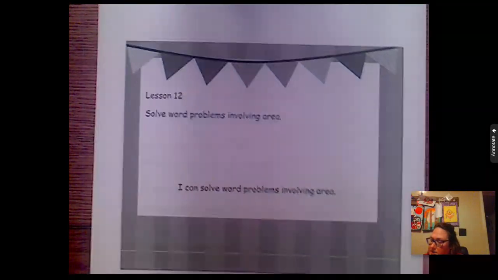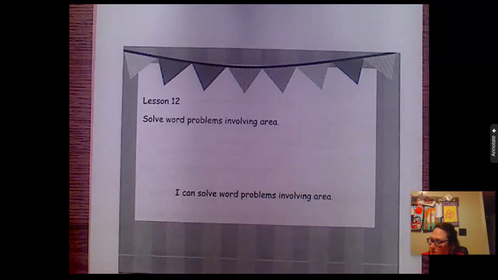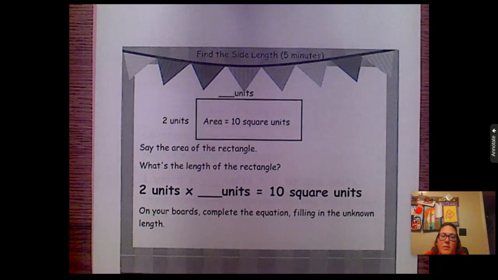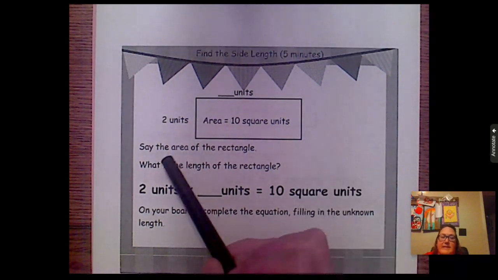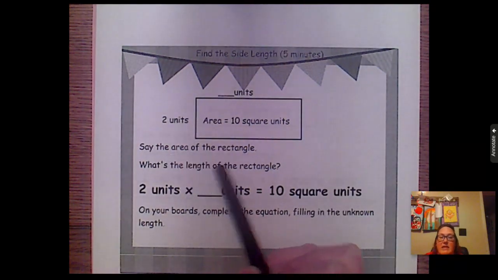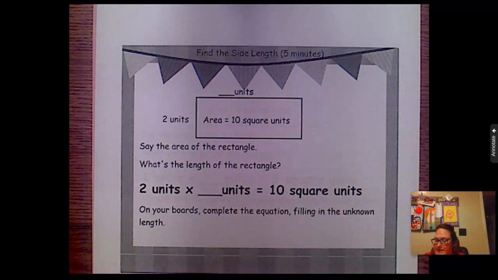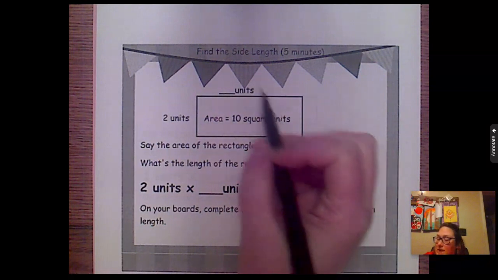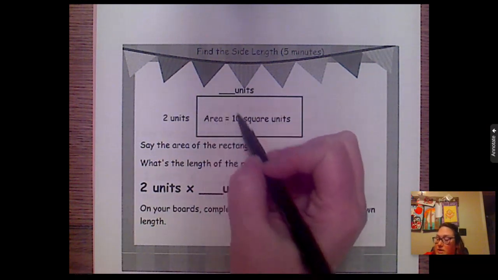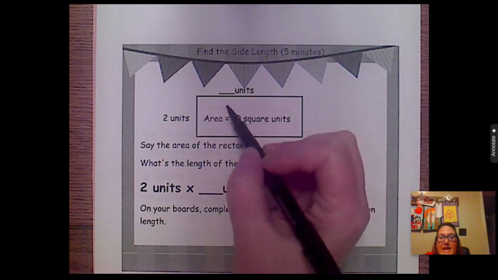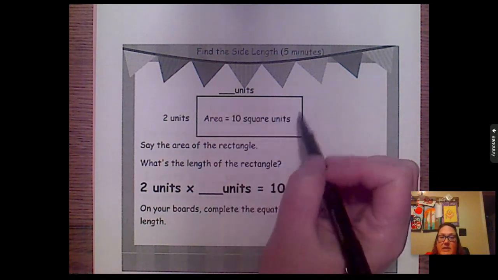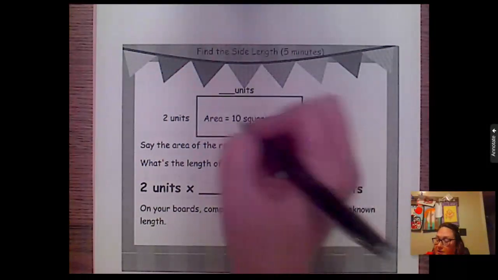All right, so before we start, I just want to do a couple of little math slides to get our math brains warmed up. If we look at the first one, it says, say the area of the rectangle and what's the length of the rectangle. So if I were to fill this up with tiles or squares, there would be 10 squares that would fill this up. So remember, area is how many square units does it take to fill up a shape. So our area is 10.